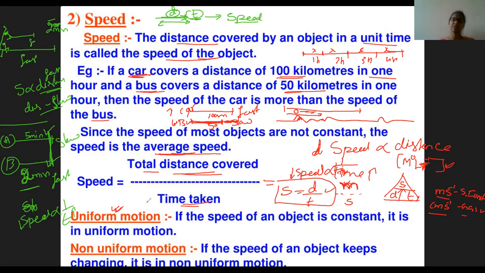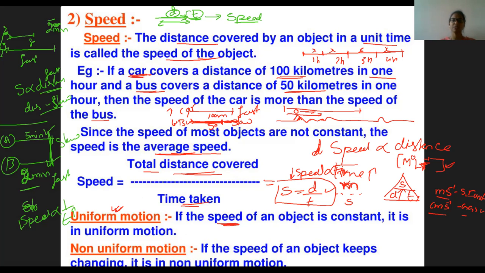Children, you can say the planets around the sun are in uniform motion. Uniform motion is equal distance traveled in equal intervals of time. The speed of the object is constant. When the speed is constant, the distance traveled by time taken is the same. Then that is what we call uniform speed.